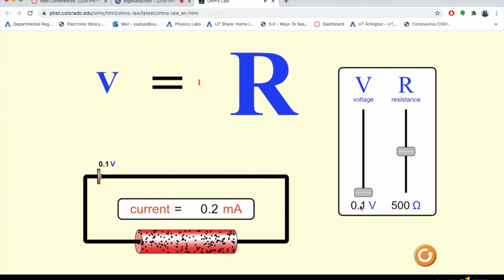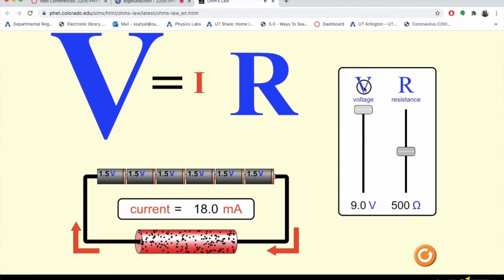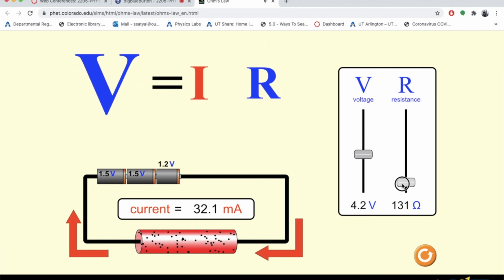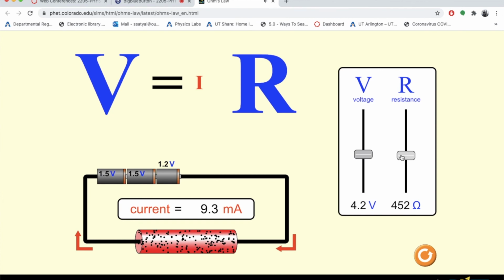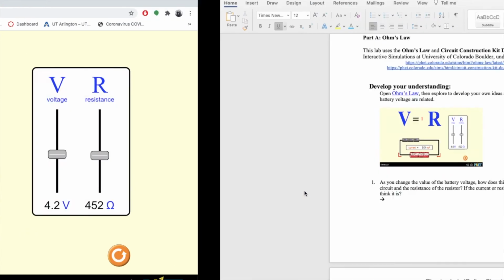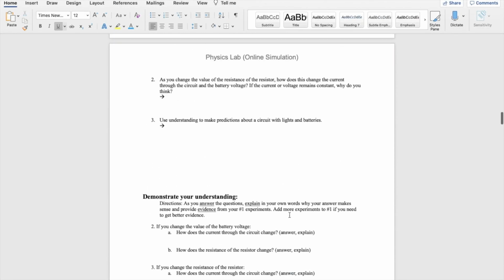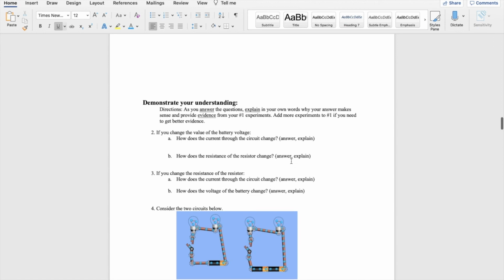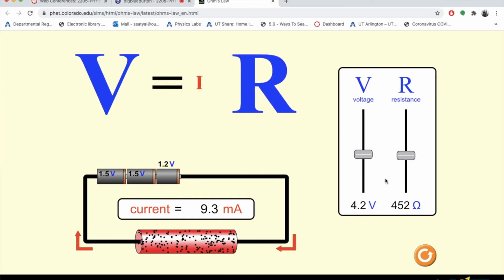I'm going to start with low voltage. Here is your voltage source, and here is a resistor. I can either decrease voltage up to 0.1 or increase as much as 9 volts, and I can also play with the resistance. There are a lot of things that are happening here as I change the voltage and resistance, and those are all pointed here in numbers 1 to 3, and you are also asked to demonstrate your understanding of Ohm's law based on this circuit here.